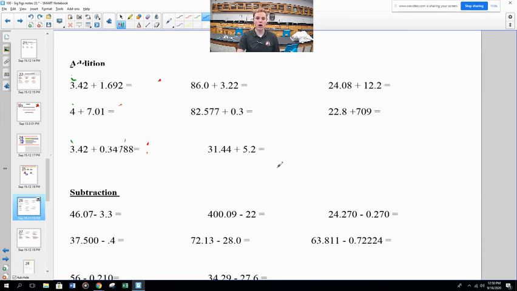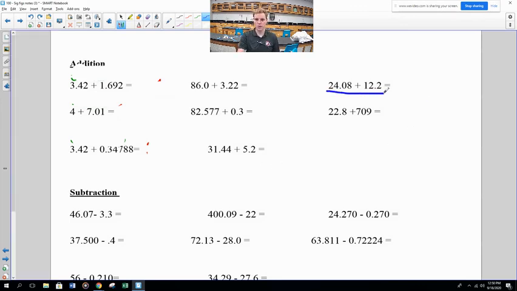And the key thing I would always suggest, so let's say I was doing this problem right here. I always line up my decimals. I rewrite it vertically, and I always line up my decimals before I do anything else. So 24.08, 12.2. I line those decimals up when I'm doing addition and subtraction. That way it's easier to know where I chop the line off. So if I plug this in my calculator, I will get 36.28.